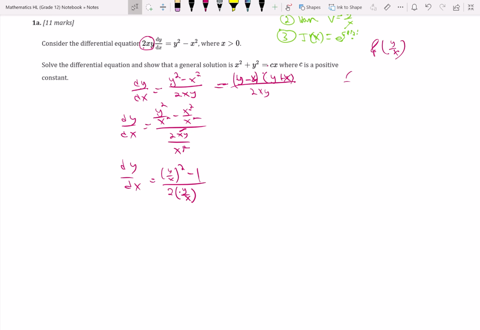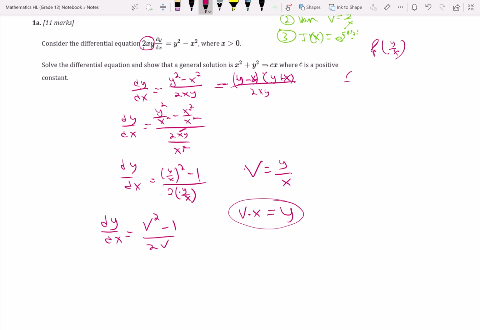Once you do that, you can say, okay, I can do a substitution now. I'm going to let v equal y over x. Therefore, y is v times x. So I could then rewrite this equation as dy dx equals v squared minus 1 over 2v. And then we have this dy dx, and we want it in terms of v, so we're going to take the derivative of this.